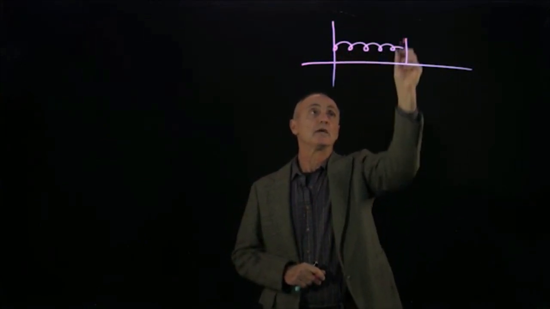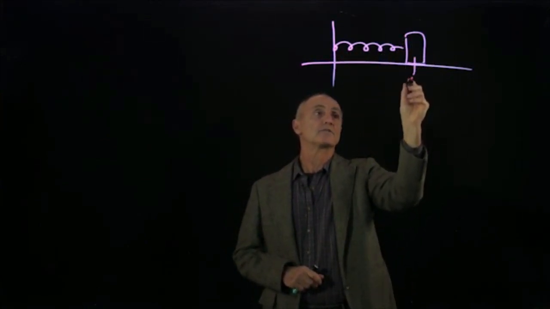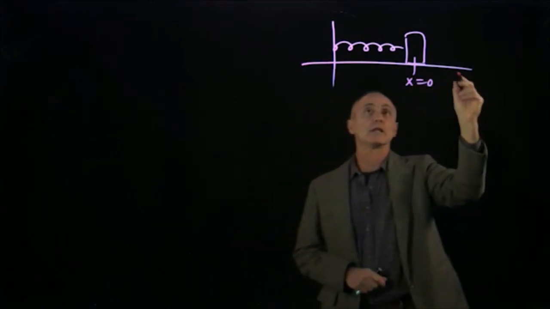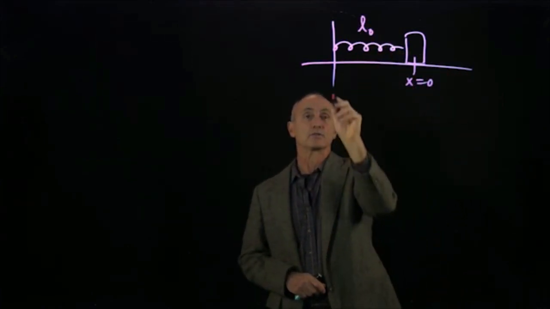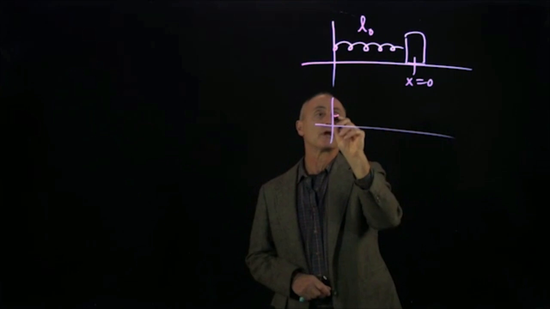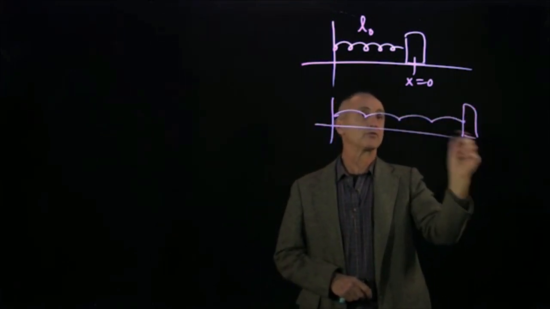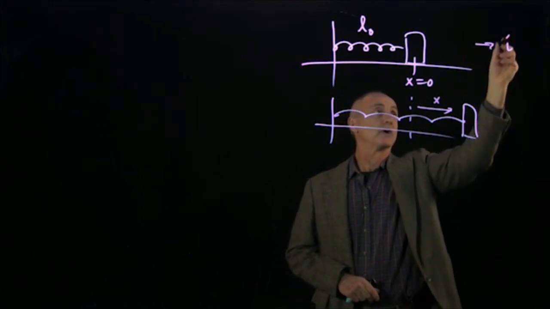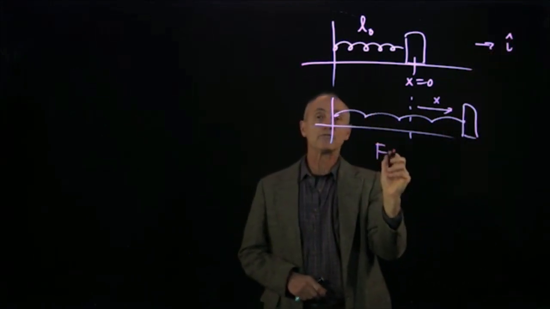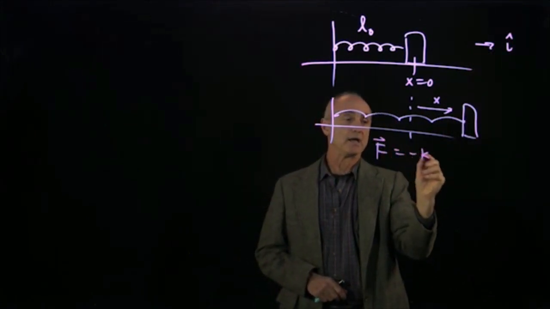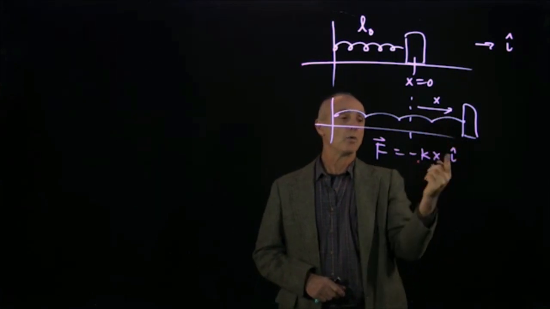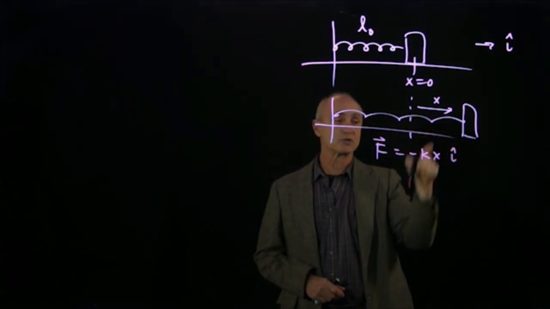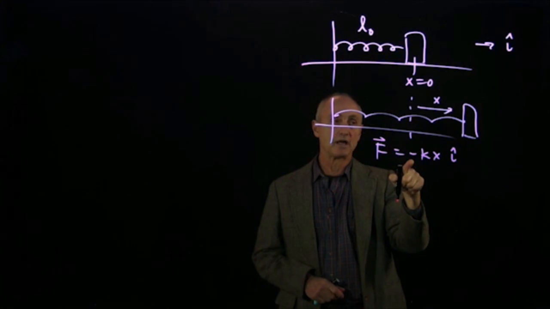Suppose we have a spring, we have a block. This is my point x equals equilibrium, the unstretched length of the spring. And now whether we stretch it or compress it, here I'll stretch it. I'll introduce a coordinate function x, unit vector i, and my spring force F is minus kx i, where x can be positive for a stretched spring, and the force is in the negative i hat direction.